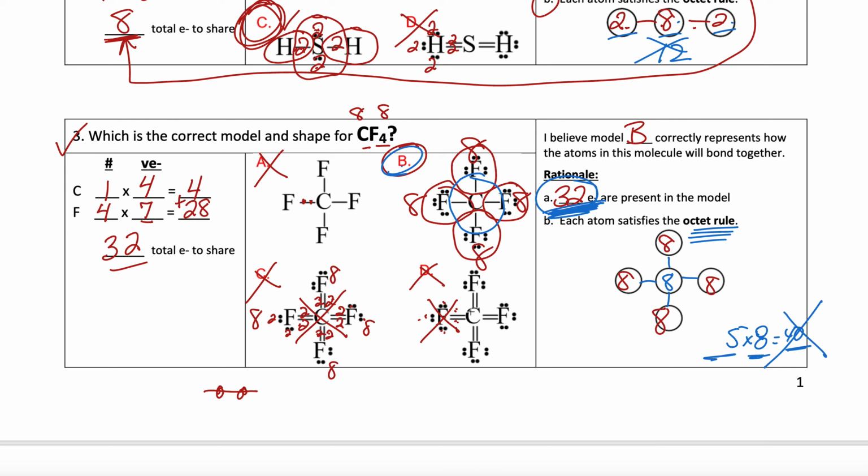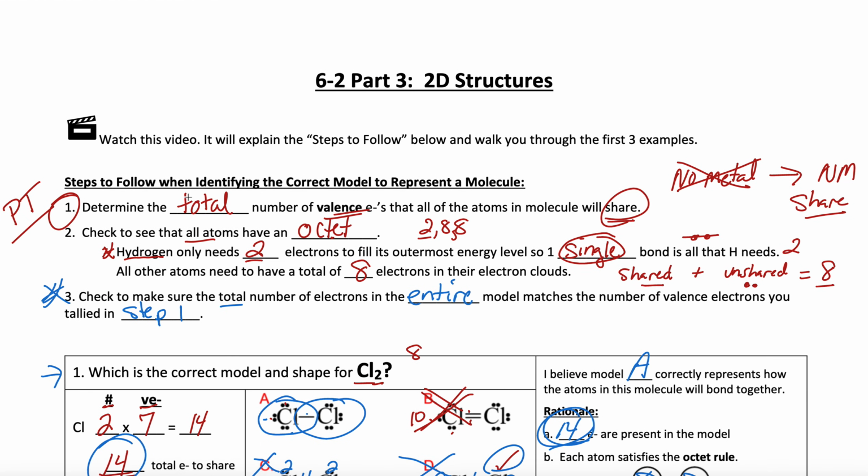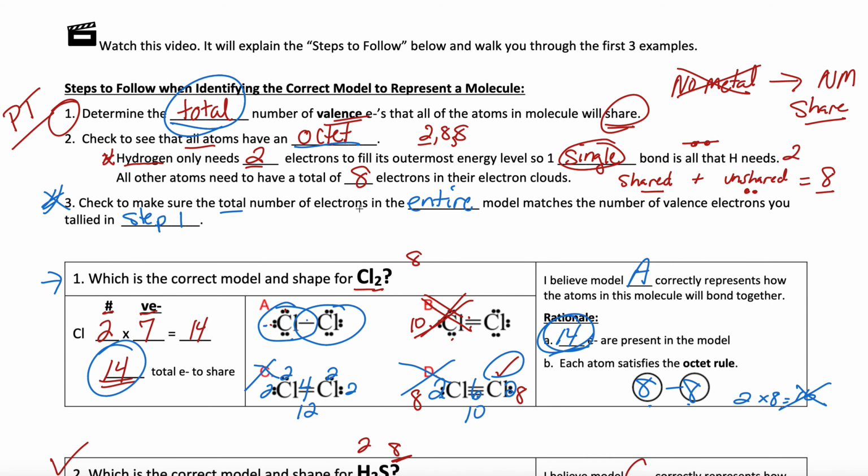So we're going to do more practice with this, but these are the general steps you take. Come up with that total, and it's important you do your math right. Then you just want to check to see if everybody has an octet. And if you have more than one answer left, then you have to see which one matches the total number of electrons that you started with in step 1. That's going to be your correct answer.